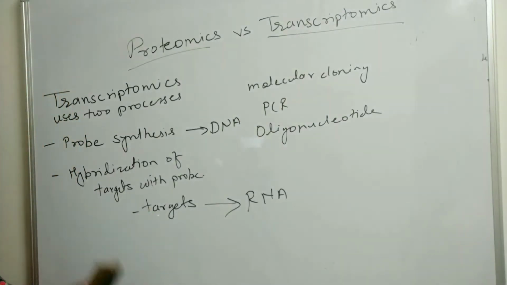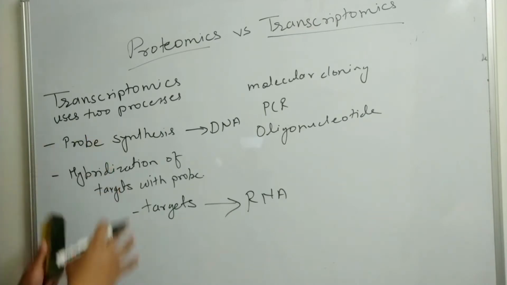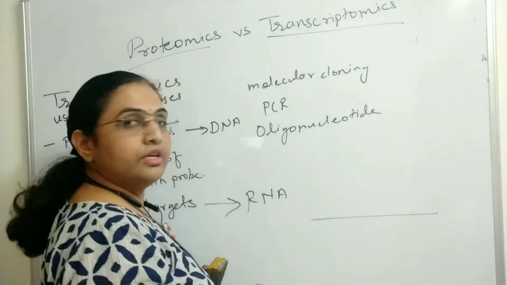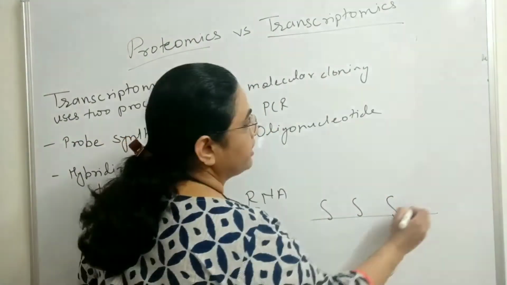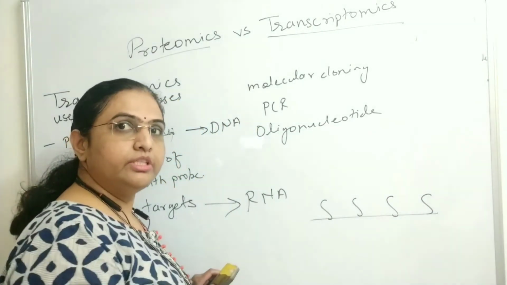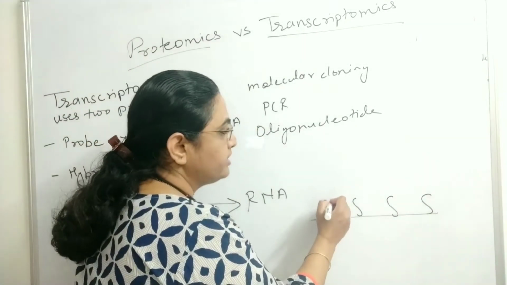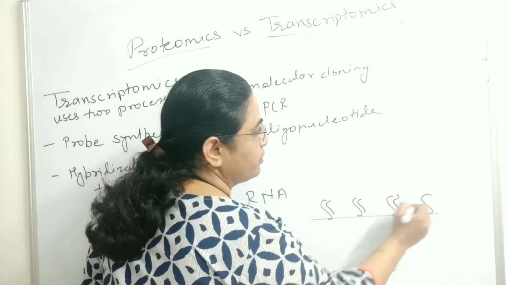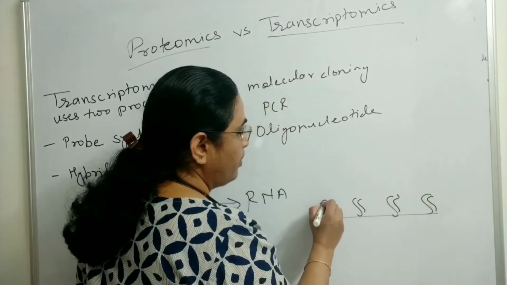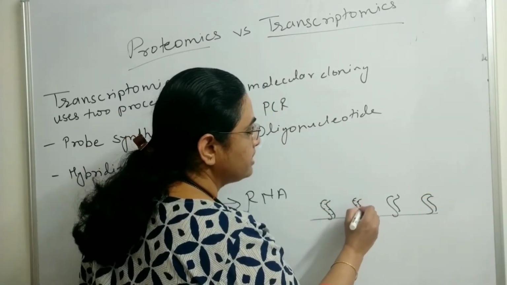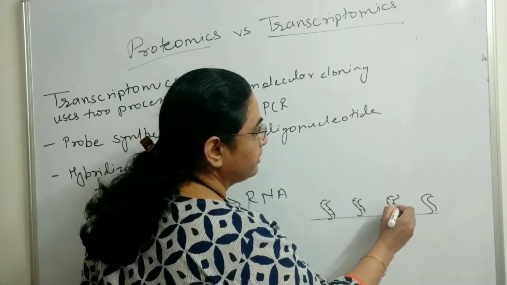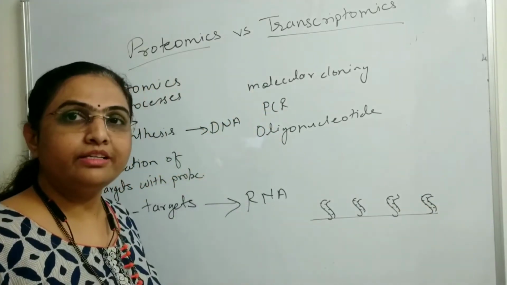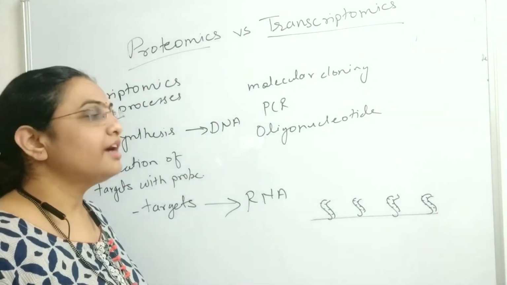So the targets which are synthesized are allowed to hybridize with the probe. Here is your solid support. On that solid support there are the probes, which are DNA, and then these targets, the cDNA, are going to hybridize. Which bond is going to form between the two DNA? It is a hydrogen bond.